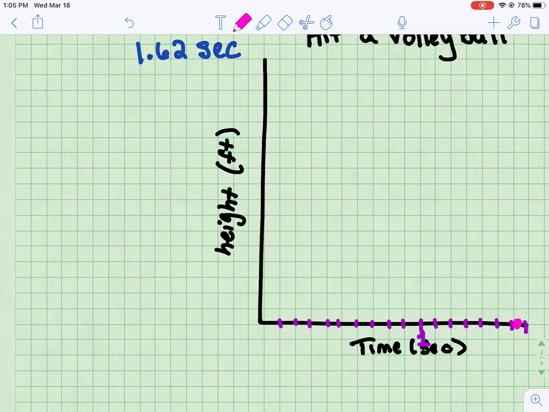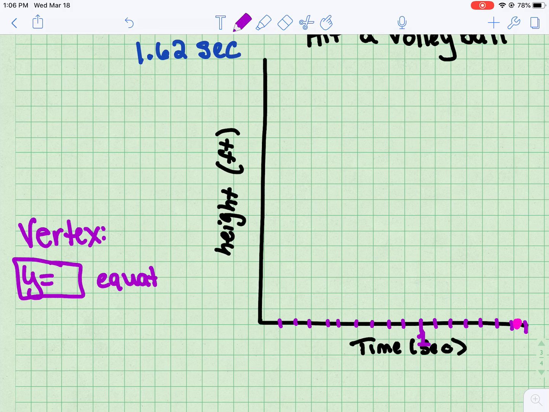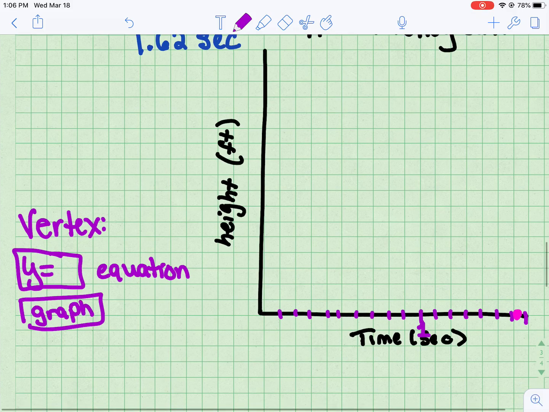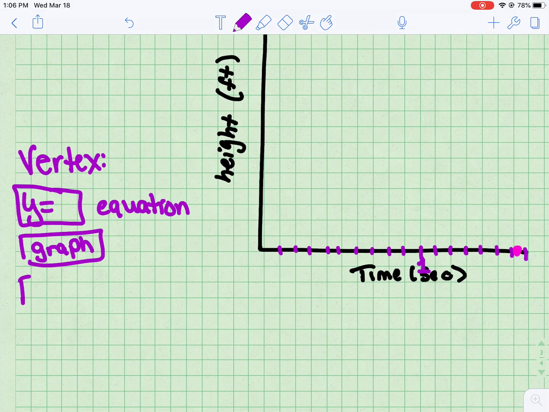Now, the next thing we have to figure out is, what's the vertex? So I've taught you how to do the vertex. You're going to pick up your calculator. You're going to go to y equals. You're going to put in the equation. You're going to hit graph. If you can't see the graph, and I'm not going to tell you this part, this is where you have to use some logical thinking. You're going to go to window, and you have to change it so you can actually see your graph.